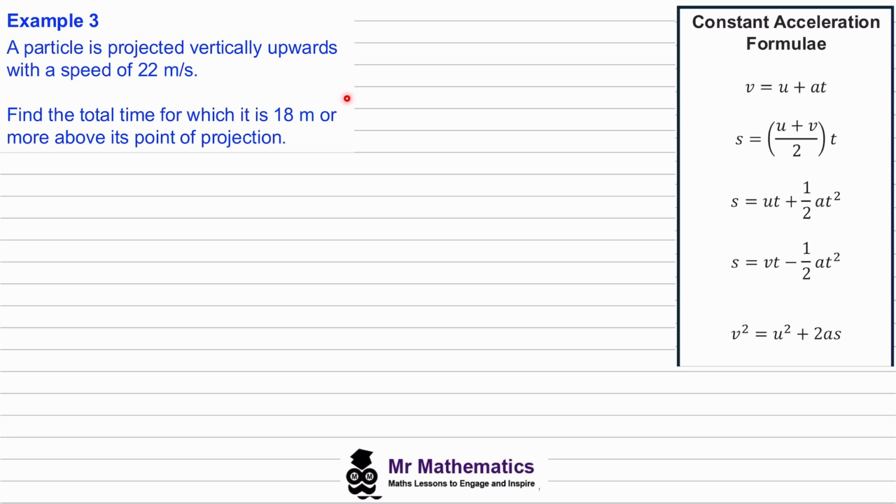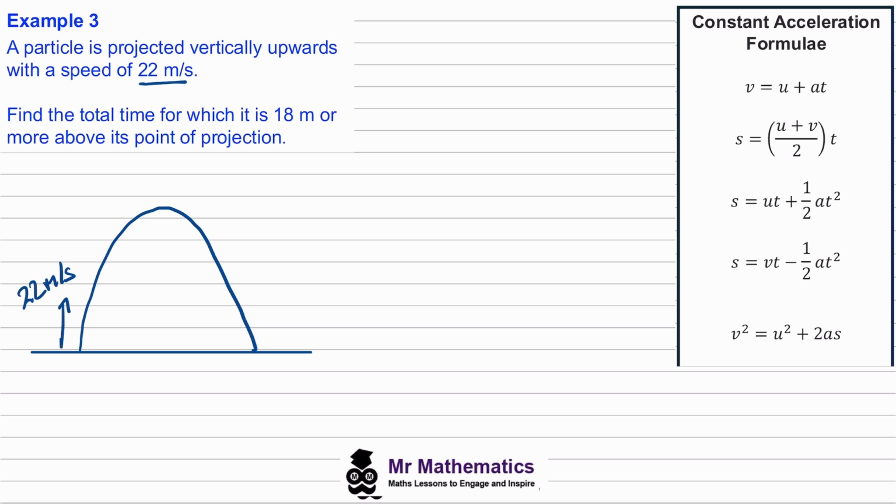So do you want to read through this question yourself, sketch the diagram, and consider the displacement really carefully? You can pause the video and come back when you're ready. Okay, so welcome back. If we sketch the diagram, we've got the ground, and the particle is projected vertically upwards, so the trajectory against time is similar to this. The initial velocity is 22 meters per second, and we want to work out the time for which it is 18 meters or more above the point of projection. So I'll draw a line here, and this will be 18 meters above that projection.